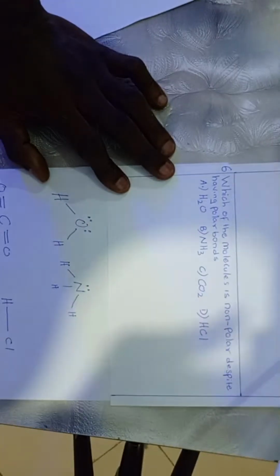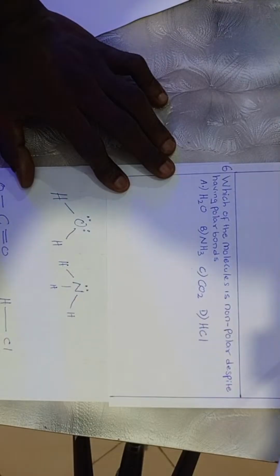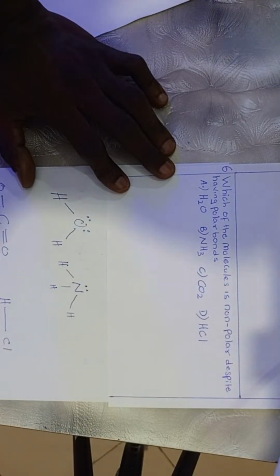Now, the correct answer to that question is option, which option is that? That's option C. That's the correct option. Yeah, option C is the correct answer there, CO2. Now, why is CO2 the correct answer? Now, the C to O bond is a polar bond.